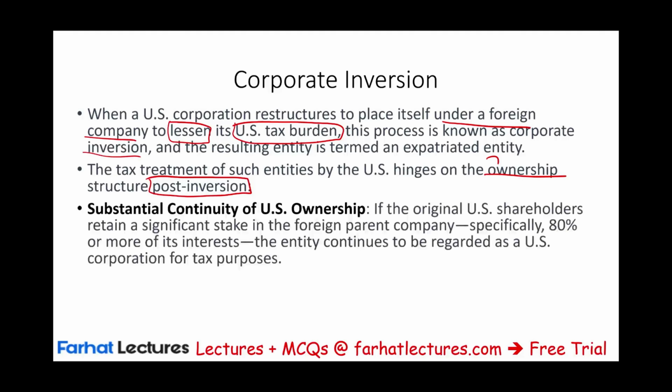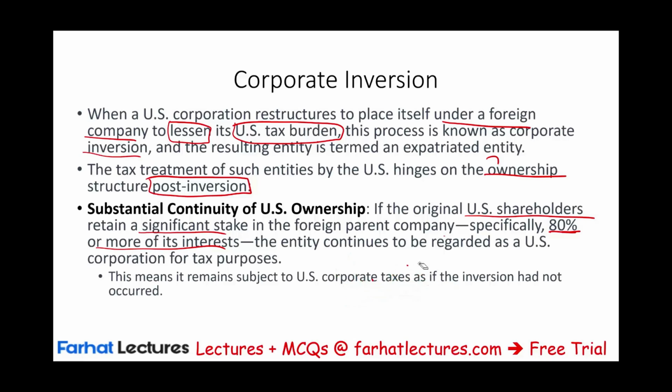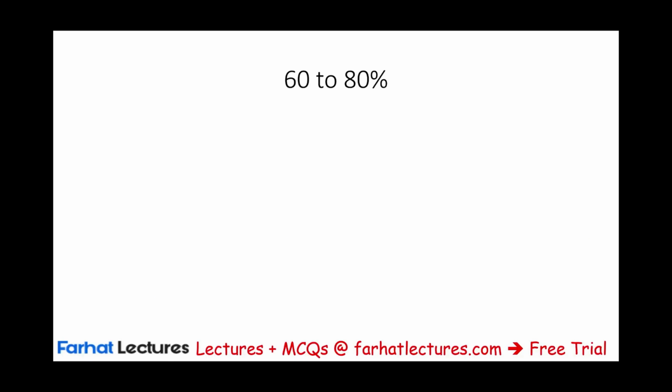If the original U.S. shareholders retain a significant stake in the foreign parent company, specifically 80% or more, so if 80% or more of the shareholders are U.S. shareholders, this is a U.S. company. It doesn't matter what you do, it's still subject to U.S. corporate taxes. So guess what? If you want to reduce this, how about if we reduce them to 60 to 80%?